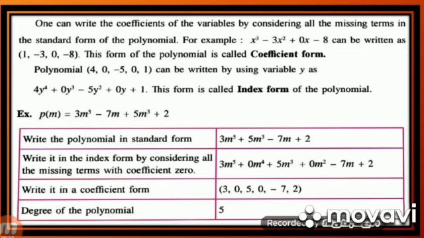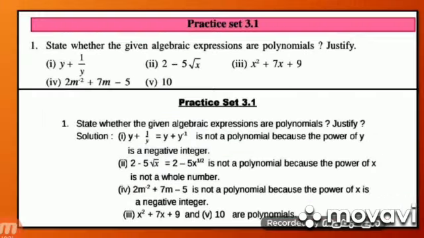The polynomial 4 comma 0 comma minus 5 comma 0 comma 1 within brackets can be written by using variable y as 4y raised to 4 plus 0y cube minus 5y square plus 0y plus 1. This form is called the index form of the polynomial. Let us solve practice set 3.1.